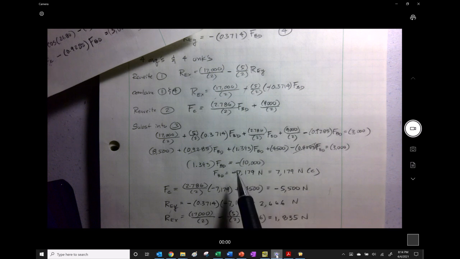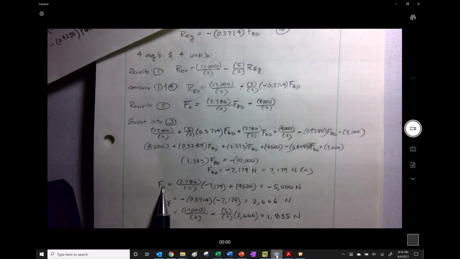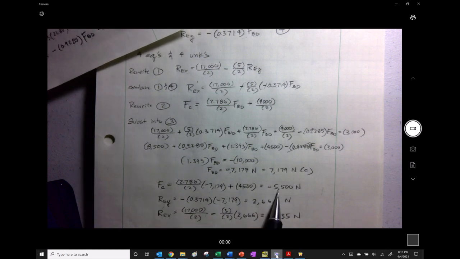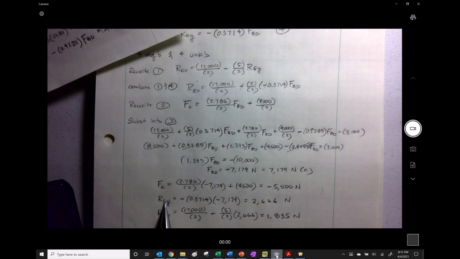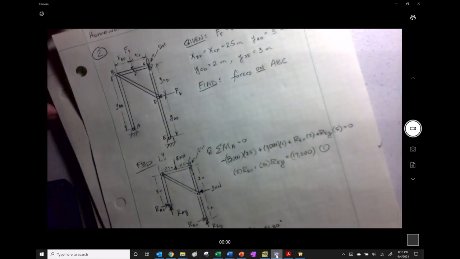And what I end up getting is a negative 7,179, which I know means that this cross member is actually in compression, which kind of makes a little bit more sense than making it in tension. And then I also am able to use that and go back for that FC and get what this value is going to be. And then I'm also able to get my reactions. Okay, so here's where I stopped when I had my other video. And I can continue on with the rest of this.